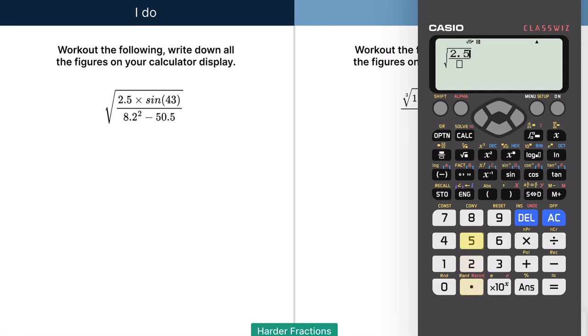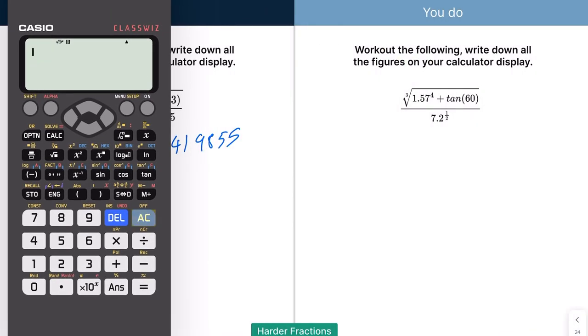So 2.5 times sine 43 and divide that by 8.2 squared minus 50.5. And that gives me an answer of 0.3191419855. And again, hopefully press pause and had a go at this.